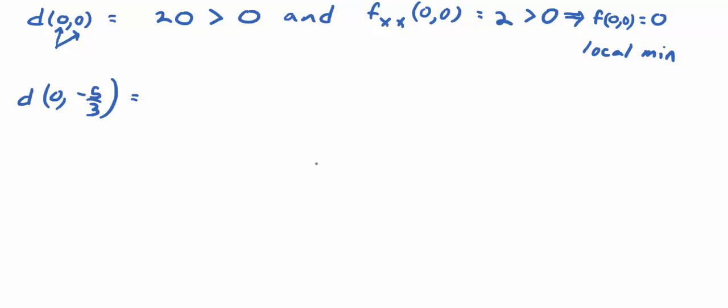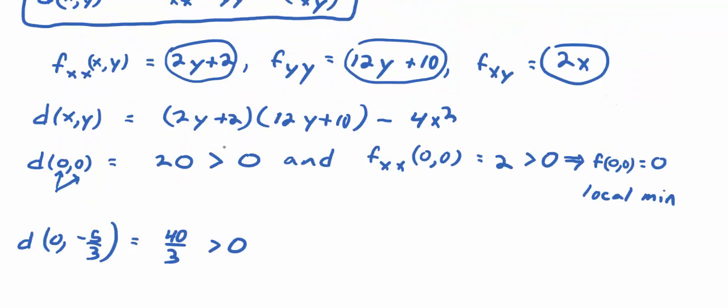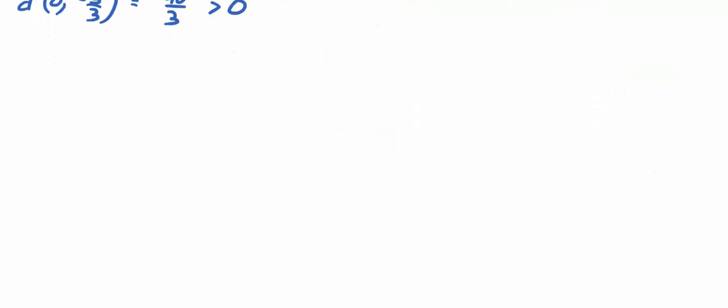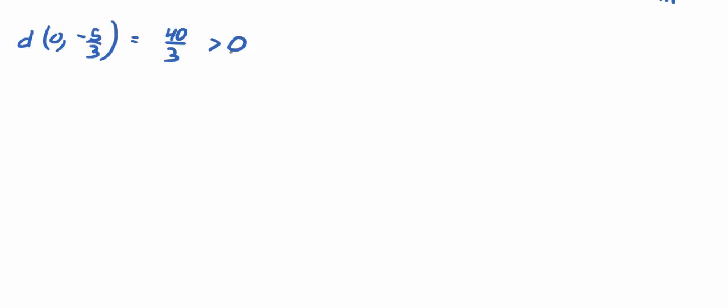Now, if we plug that in, you're actually going to get 40/3. You can check me on that. So if you go back up and look at D, you're going to plug in 0 for x here, so you'll be subtracting off 0, and then negative 5/3 here and here, and you will get 40/3. You can check that, and that is greater than 0, so we are in business again. So if you plug in this critical point into the second derivative with respect to x and look at the sign, that'll tell us whether we have a local min or local max at that critical point.